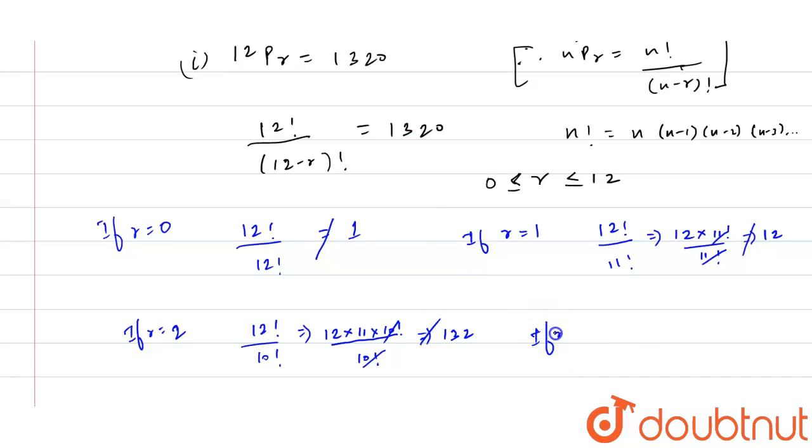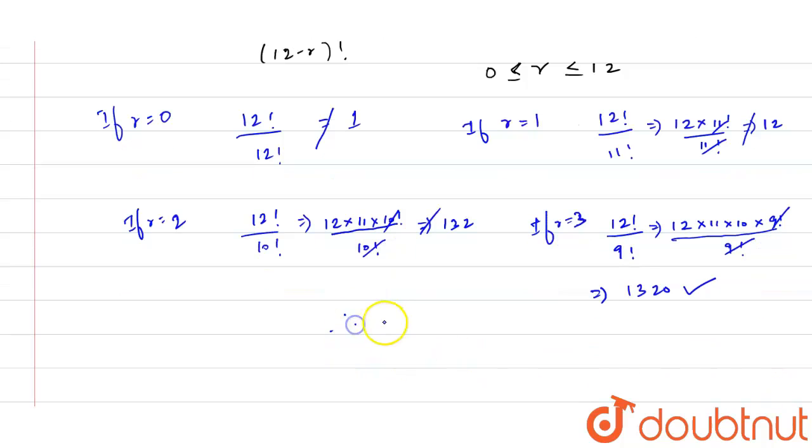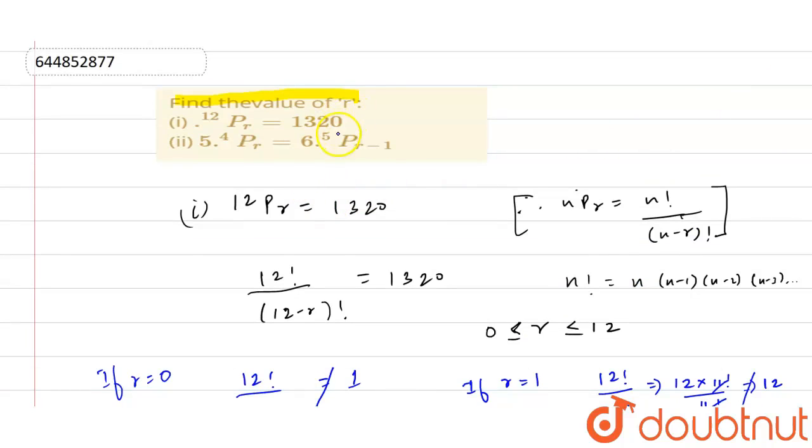If we put r equal to 3, we get 12 factorial divided by 9 factorial, that is equal to 12 multiplied by 11 multiplied by 10 multiplied by 9 factorial divided by 9 factorial. These two terms cancel out and we get 12 multiplied by 11 is 132, multiplied by 10, that is equal to 1320. So this is the answer we want. So the value of r is equal to 3, and the answer of the first part is that the value of r is 3.